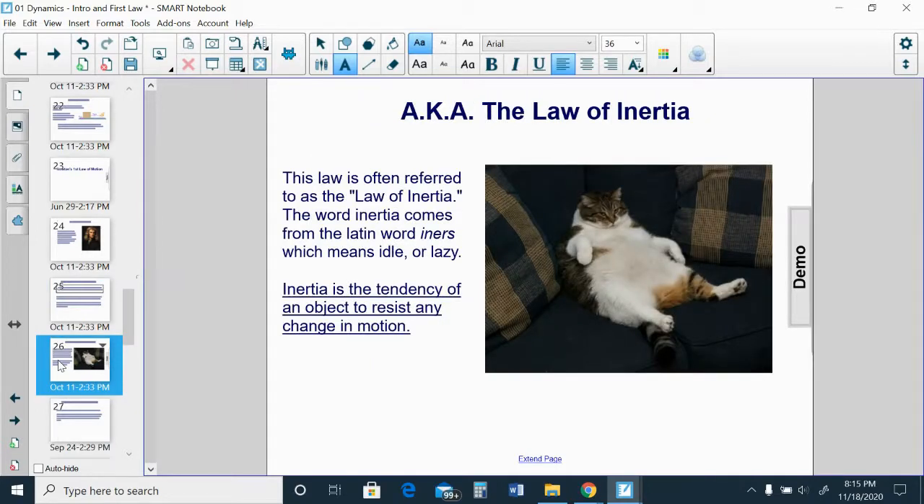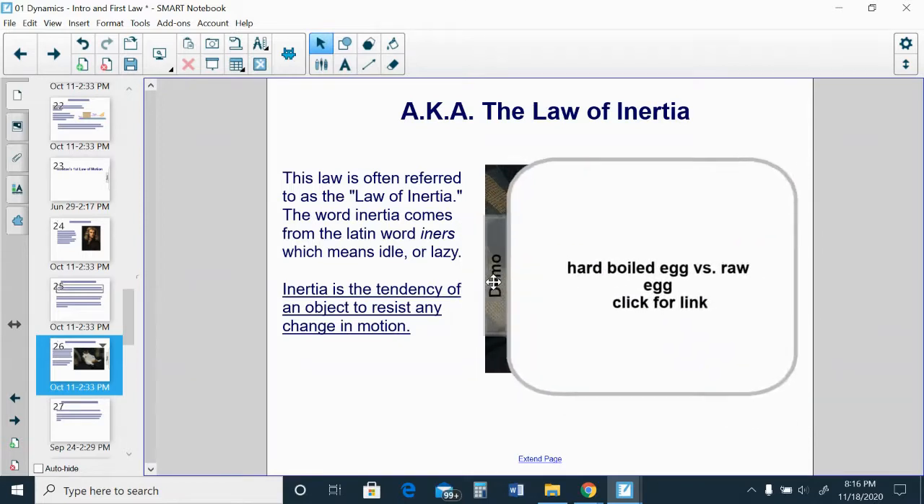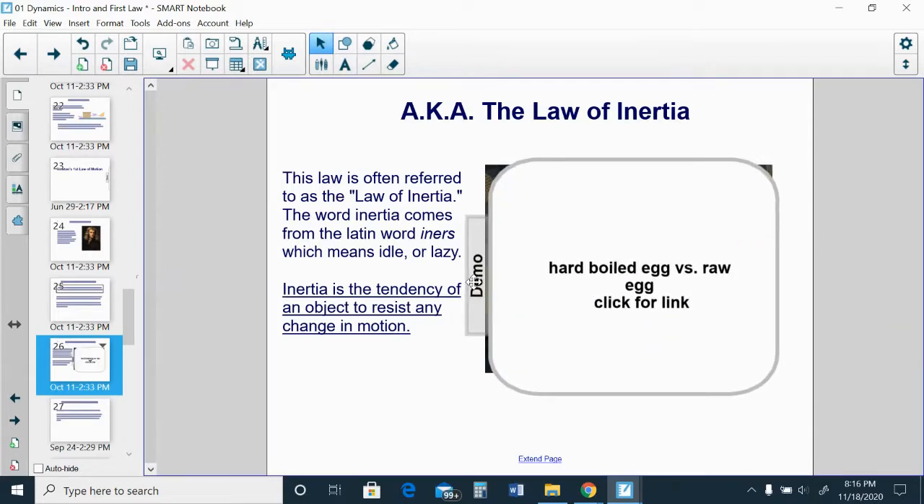This law is often referred to as the law of inertia. The word inertia comes from the Latin word iners, which means idle or lazy. Inertia is the tendency of an object to resist any change in motion. Let's take a moment to check out an experiment or a demonstration of a hard-boiled egg versus a raw egg.